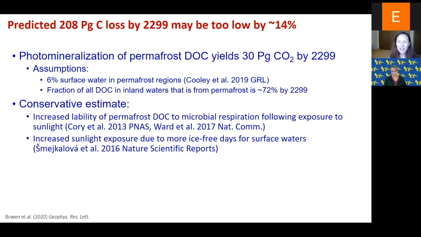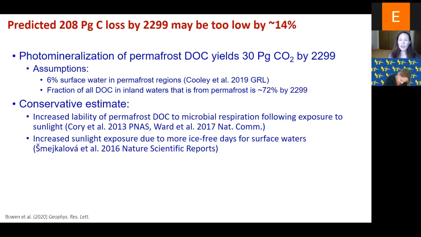So we would argue that that's an important contribution, or important underestimate, and our estimate here that these predicted 208 petagrams carbon loss is too low by 14%, is a conservative estimate for several reasons, two of which I've highlighted here. So one, it doesn't consider the other ways in which sunlight can turn permafrost DOC into CO2. For example, that can happen in coastal waters or in the ocean, which we didn't include in our estimate. Another process that's important is that the DOC that's left behind after it's been exposed to sunlight is often more labile to microbes. So microbes can respire more of it compared to the same DOC kept in the dark. And so we did not include that part in our estimate here.